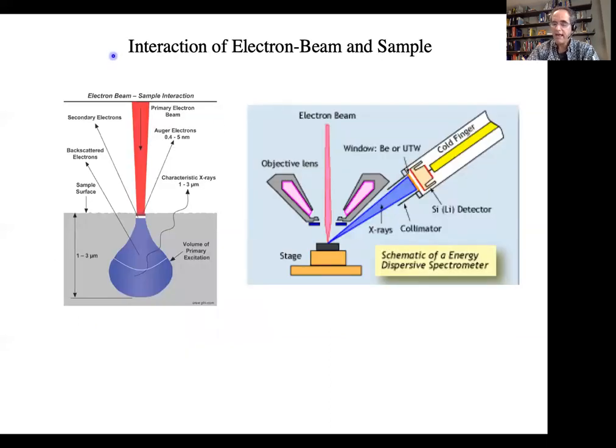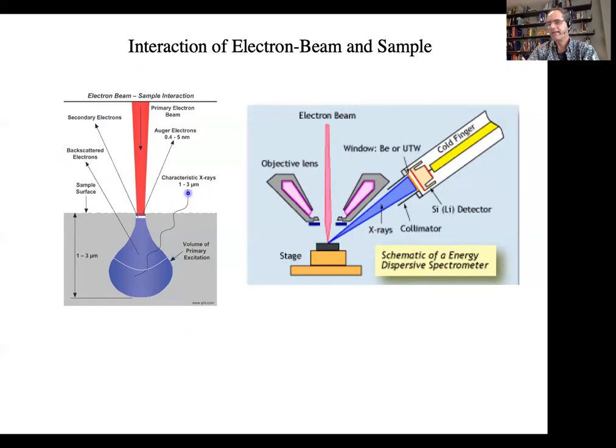It's useful to look at what happens when the beam strikes the sample, okay? So when the electron beam strikes the sample, several things happen. Electrons in the vicinity of this point can be scattered off. Those are called secondary electrons. The incident electrons penetrate some distance into the sample, and electrons from the beam can be backscattered at any point. Those are the backscattered electrons.